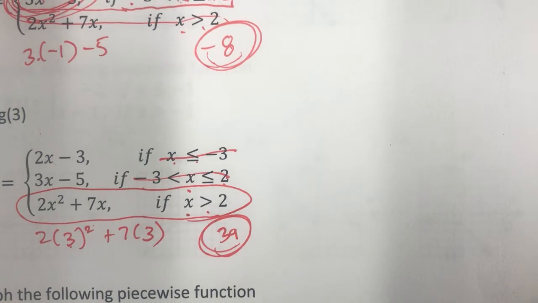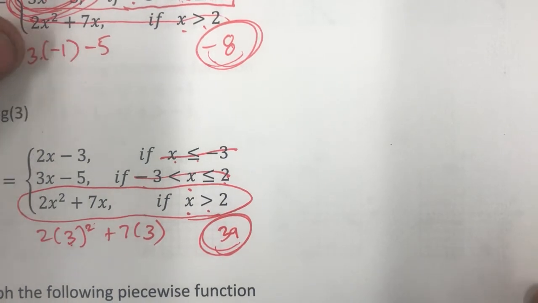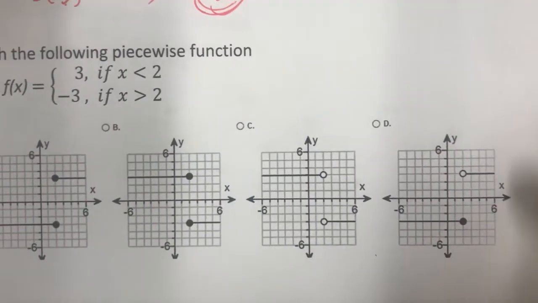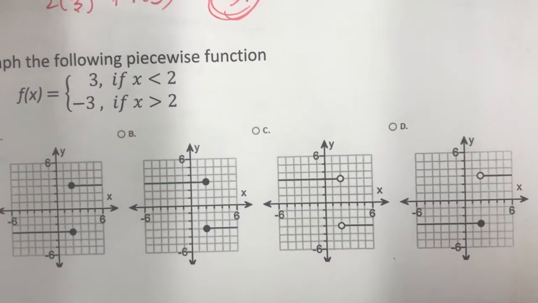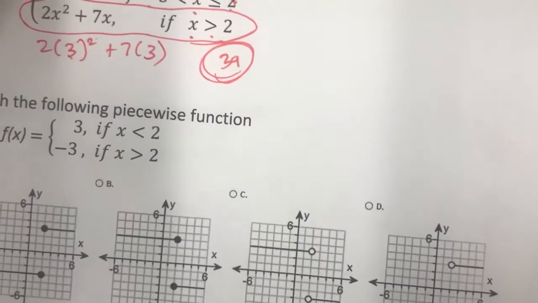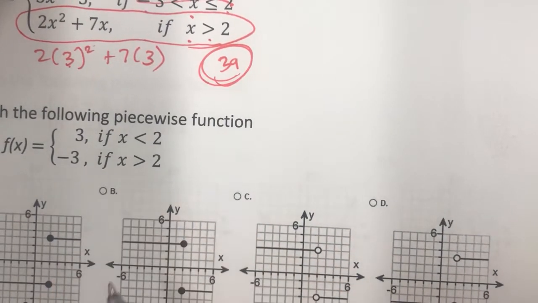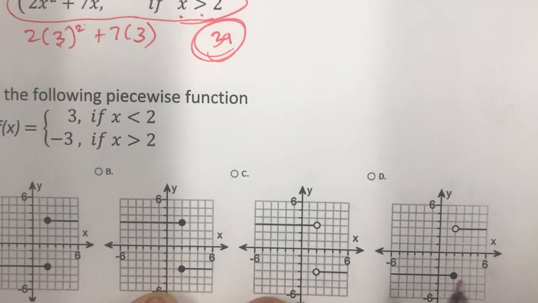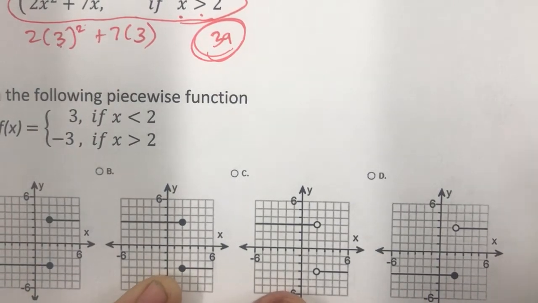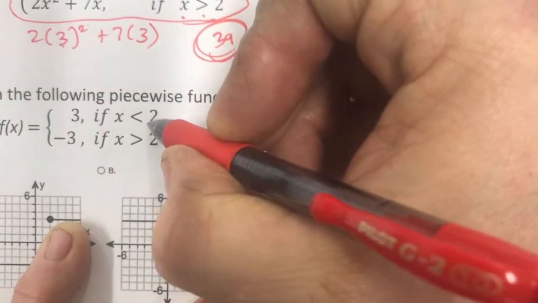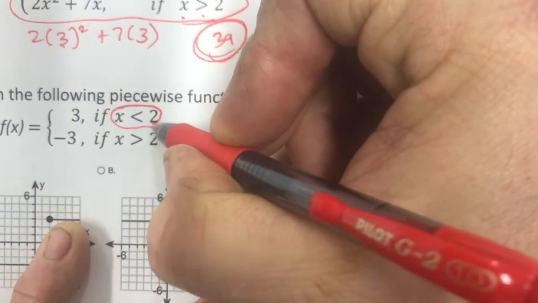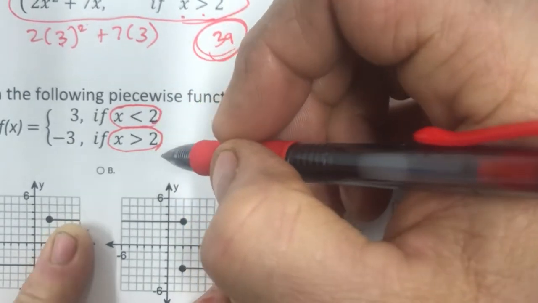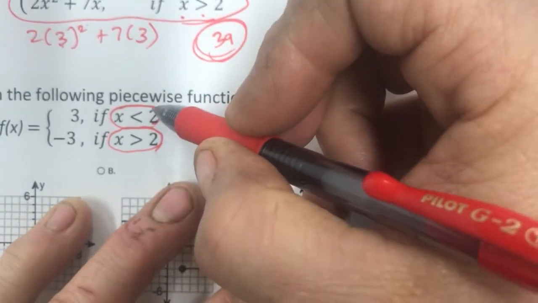Okay. Now we also have some problems where we're going to be graphing these piecewise functions. So here's a problem where we have a piecewise function and we've got 4 graphs to choose from. Which one is the correct graph for that function? All right, well, what we do on this is look at the transition value here, where x is less than 2 or x is greater than 2. Okay, that's the transition value.